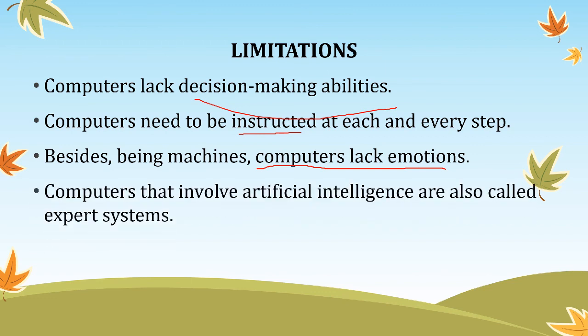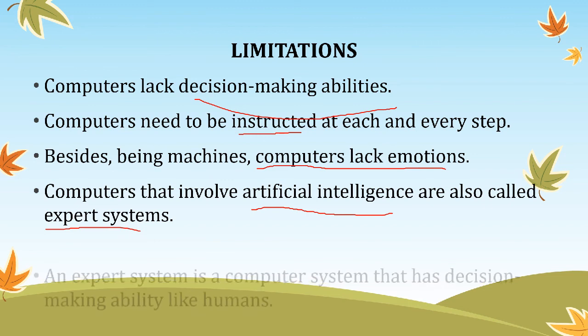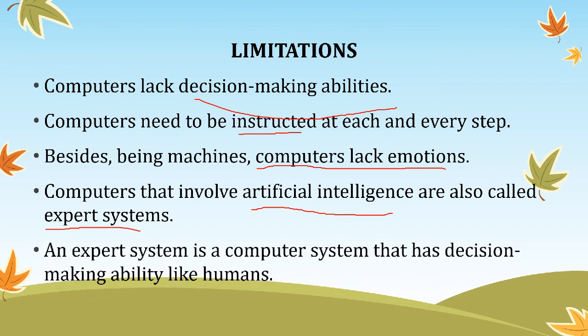Computers that involve artificial intelligence are also called expert systems. Fifth generation computers involve artificial intelligence, and this type of system is called an expert system. An expert system is a computer system that has decision-making ability like human beings. Like human beings, they can decide on their own. By 2030, scientists are expecting such kinds of computers.